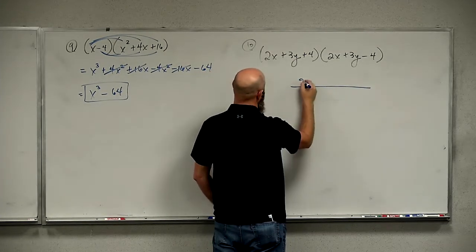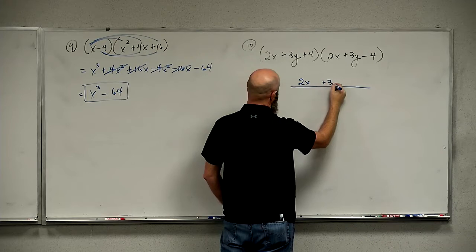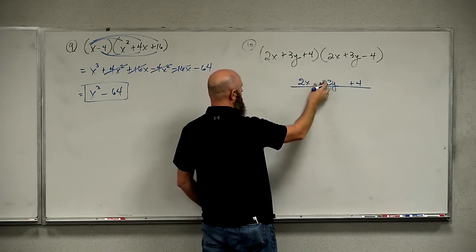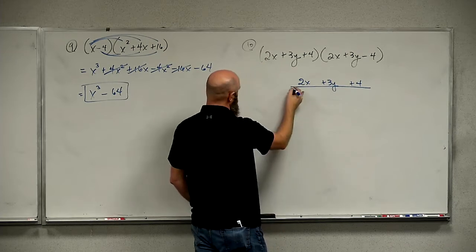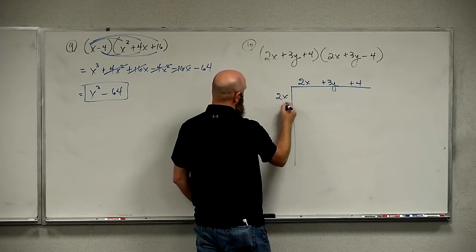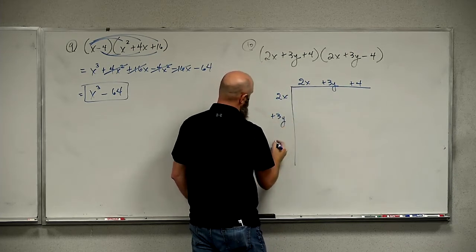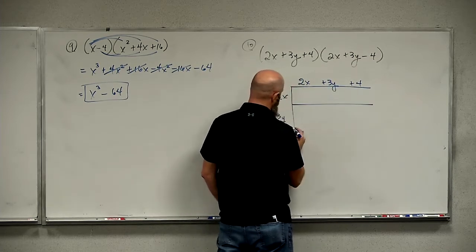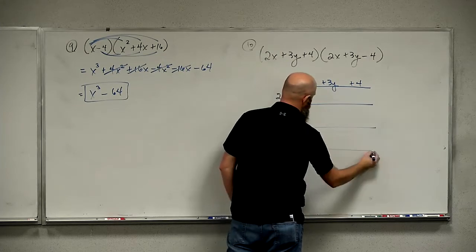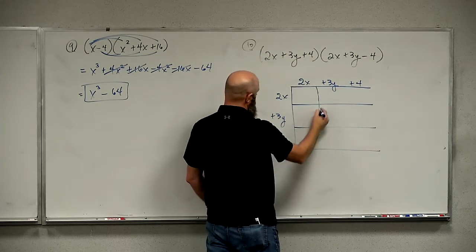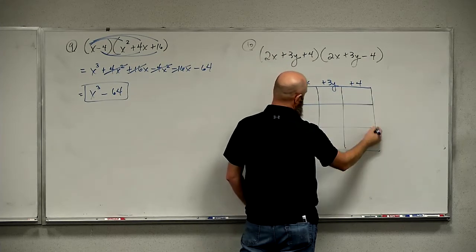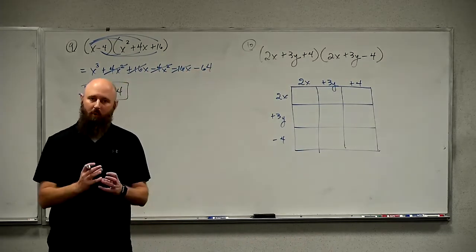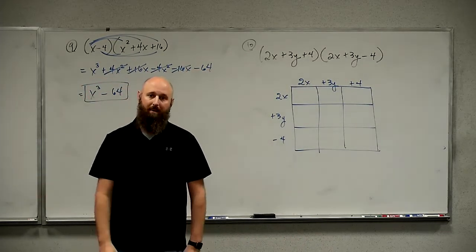So 2x plus 3y plus 4. Notice I wrote that on there, and I left a little bit of gap between those. And then along the side, I'm going to write 2x plus 3y minus 4 from the other one. We're going to make boxes because it's a box method, right? And in between each one of these, now we're going to fill in the box by multiplying what corresponds with that box.